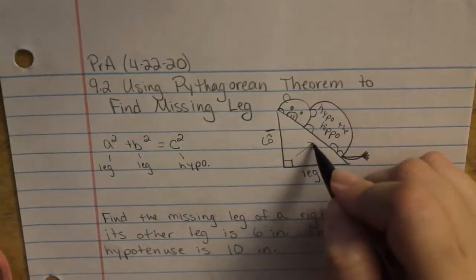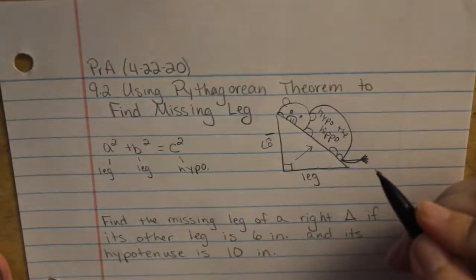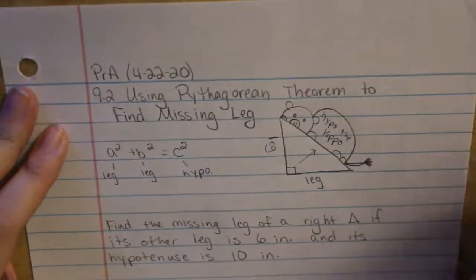It's always across from the right angle, but I like drawing my hippo. I know it doesn't look like one, it kind of looks like a weird mix between a pig and an elephant, but it's okay. I'm not an artist, I'm a math teacher.